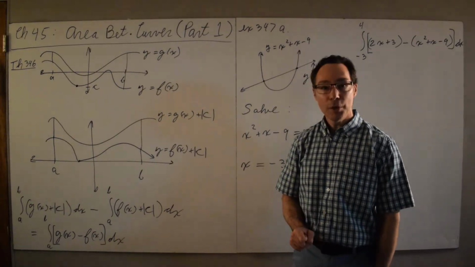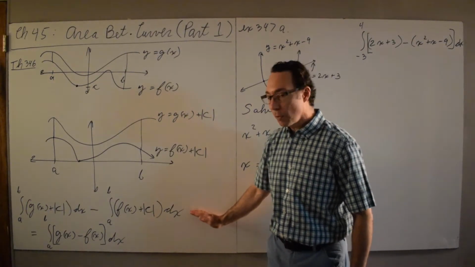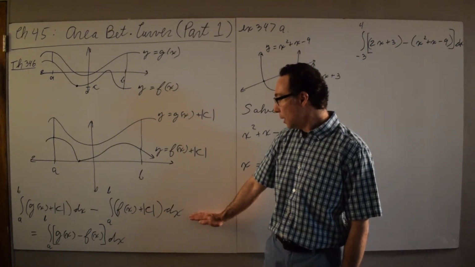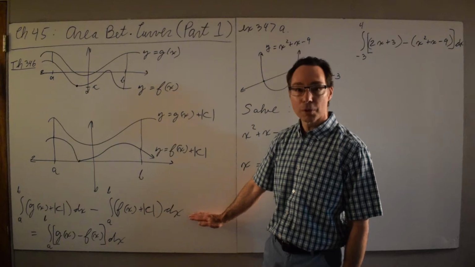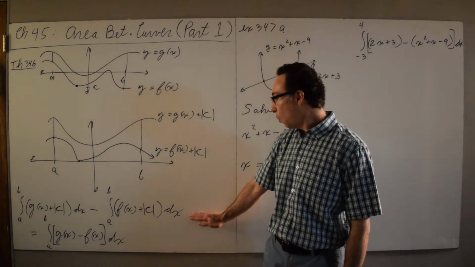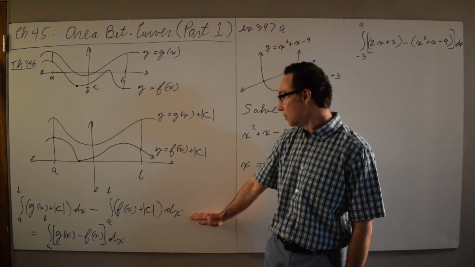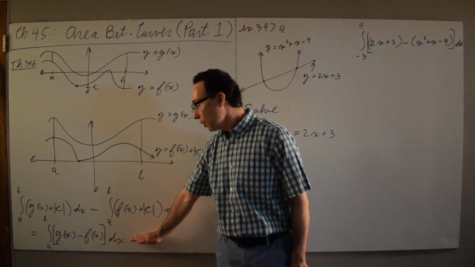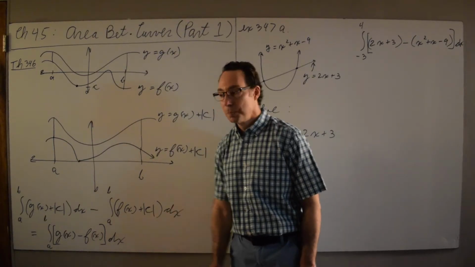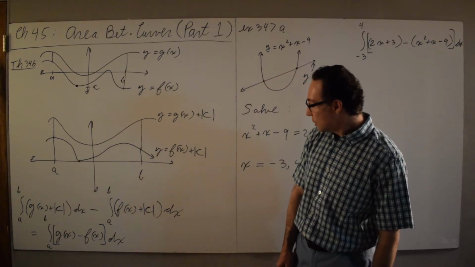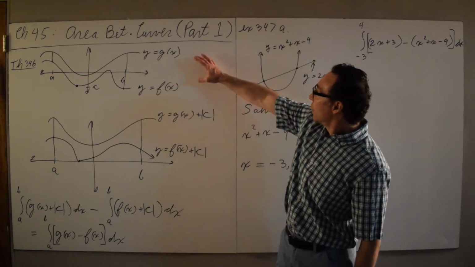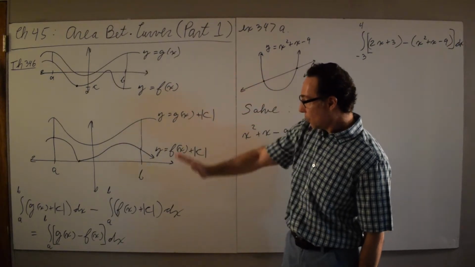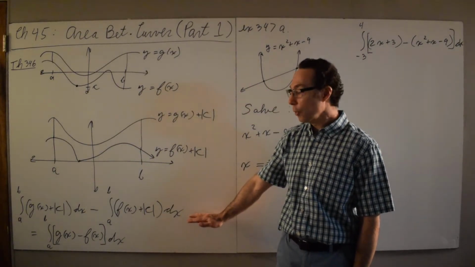But by our properties of integrals, we know the integral of the sum is a sum of the integrals. The integral of the difference is a difference of the integrals. And so we can just integrate g of x plus absolute value of c minus the quantity f of x plus absolute value of c. The absolute value of c's cancel, and we just end up with the integral of g of x minus f of x. And so it doesn't matter that our two curves aren't above the x-axis. The area between them is still just the integral of the difference, or the difference of the integrals.